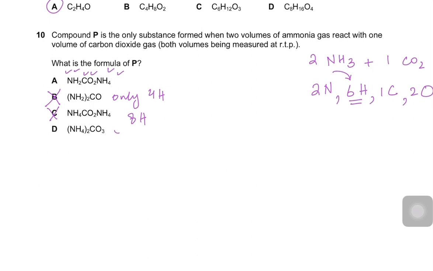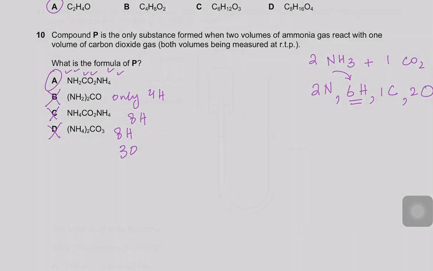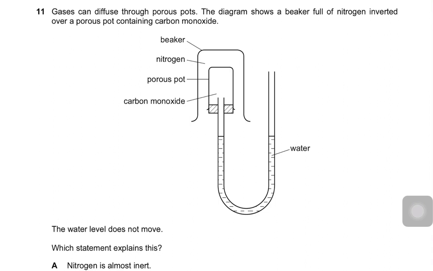Option D says again 8 hydrogen, and it also says 3 oxygen, again wrong. So option A for apple is right. So guys, we're continuing from question 11 of the same 2016 paper, which is summer.